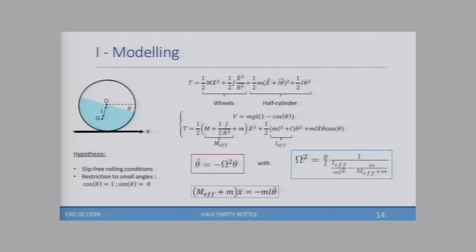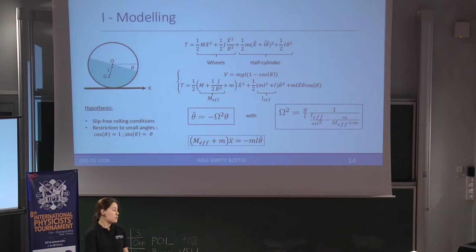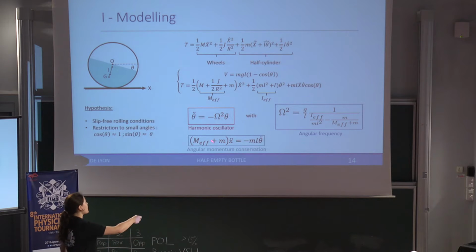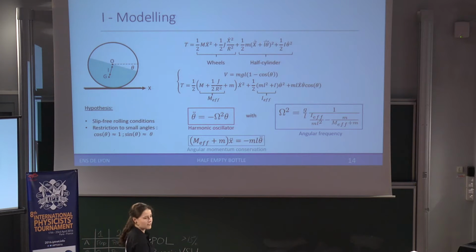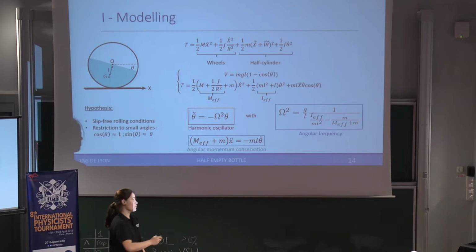And we can also consider the potential energy, which is due to gravity. And if we use the Euler-Lagrange equations, we can obtain two differential equations, in which you can recognize here the term which is the same as for a harmonic oscillator, with here the angular frequency. And you can also notice that in the angular frequency, here you have the term that is the same for a single pendulum, and here you have the coupling term.